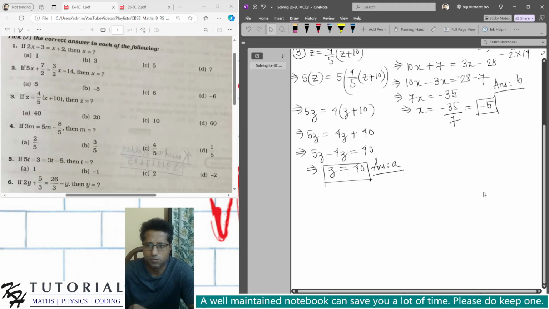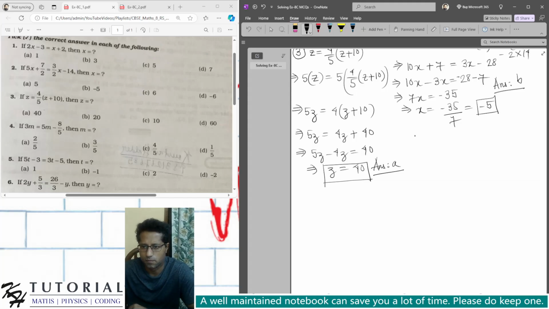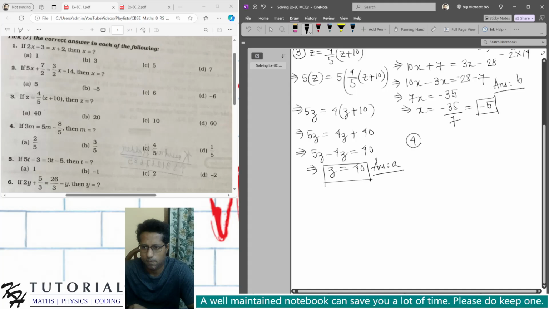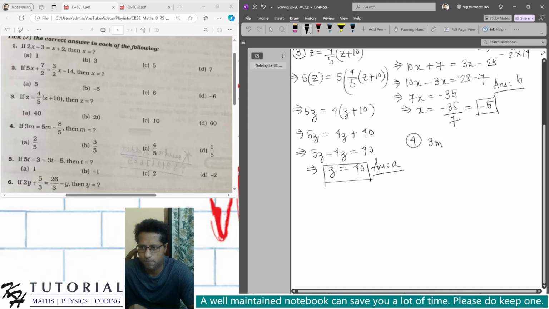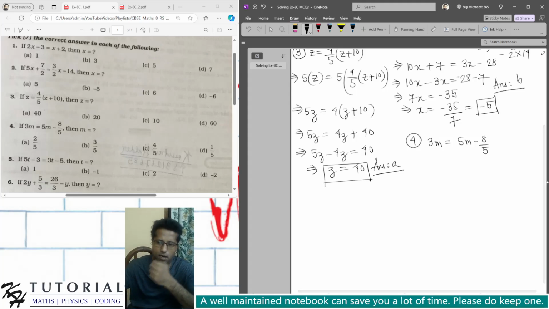Okay, let's do problem number 4. Again we have to solve the equation. The equation given is 3m equals 5m minus 8 by 5. Now, as you can see, the rational term does not contain any variable.